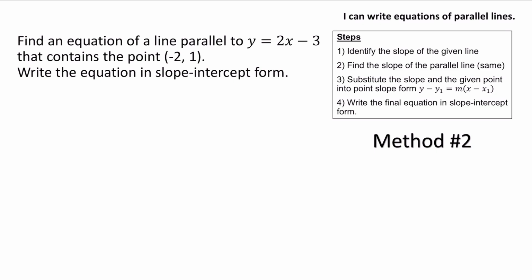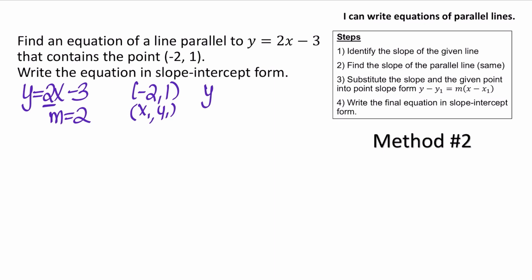So in method 2, we're going to use point-slope form. So once again, we're going to start off identifying the slope of the line. So since we have y equals 2x minus 3, that tells me that m equals 2. So I have m equals 2, and I have the point -2, 1. So I'm going to call this x1, y1.